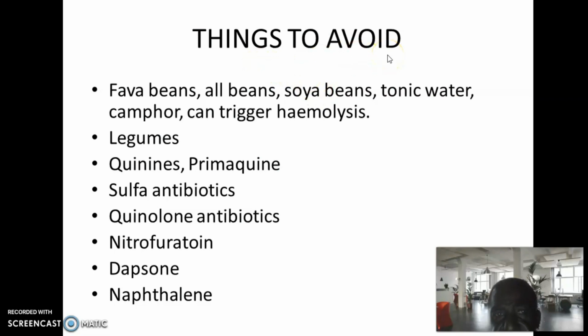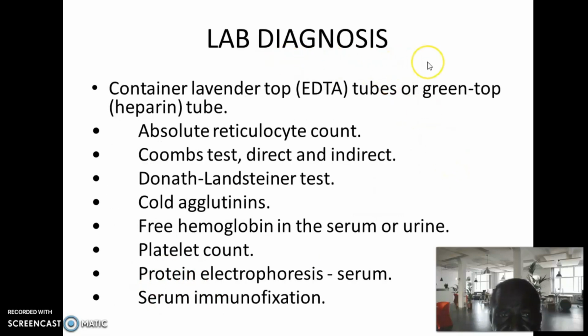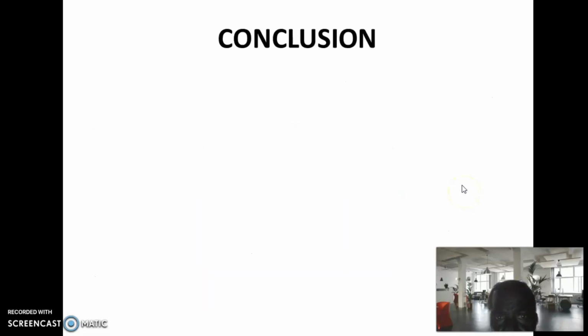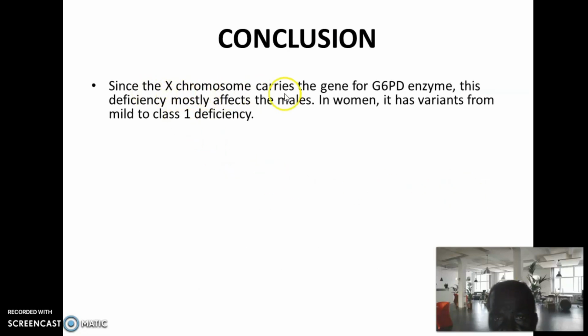Things to avoid if you have that deficiency: you avoid all beans, legumes, quinine, primaquine, quinolones, sulfur antibiotics, nitrofurantoin, so that when somebody is given any, he really has to explain that. The lab diagnosis involves so many ways to diagnose it, such as absolute reticulocyte count, Coombs test, cold agglutinins, platelet counts, and many other ways. But when you test for the activity of the G6PD enzyme, it is a sure way.